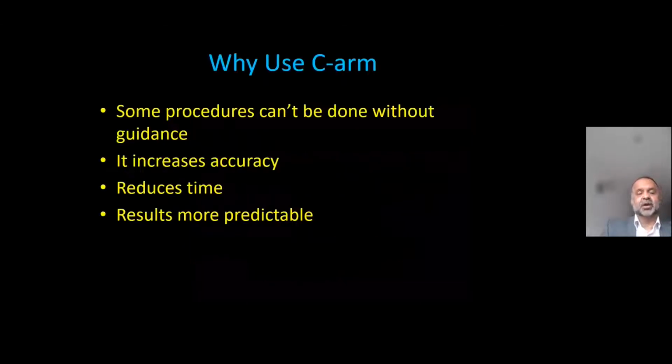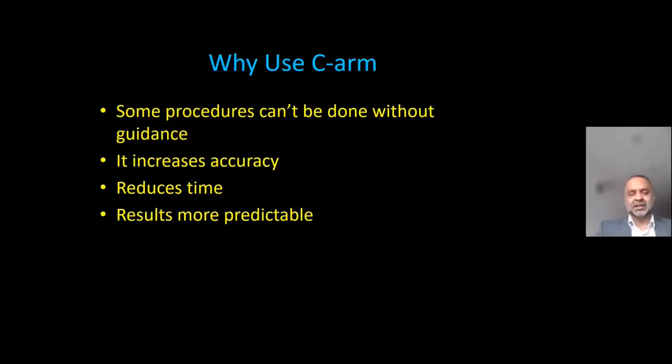So the first thing is, why should we use C-arm? Because if you think about it, the use of C-arm does restrict where you can do your procedures, and obviously it also restricts the availability of that space to others. There are some procedures which cannot be done without guidance. And I'll talk a little bit more about this. It also increases the accuracy. So although there are some procedures which can be done without C-arm, it will increase the accuracy. And it will also reduce the time that you take for the procedure. And your results are more predictable.